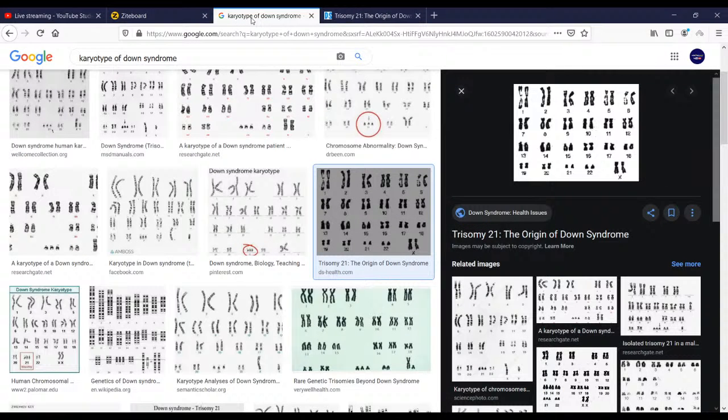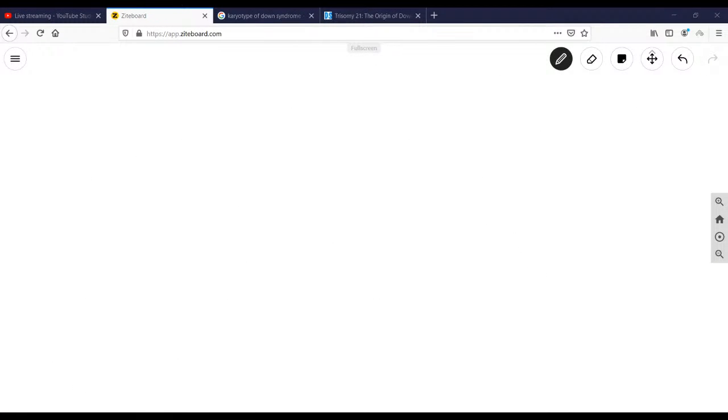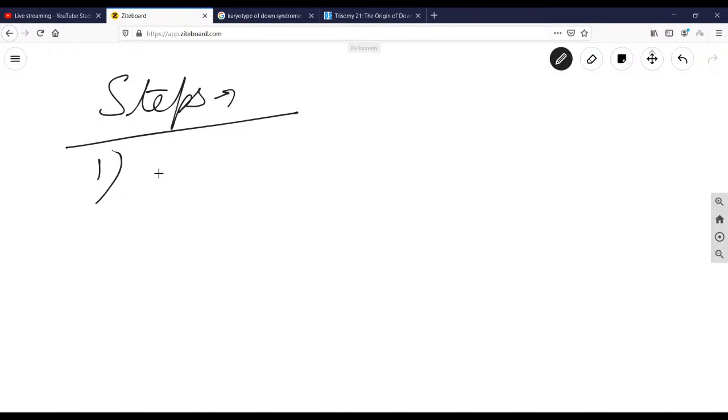Now what are the steps of a karyotype? If you have a look at the steps involving karyotyping, first of all you will do what? You will collect the sample. Sample collection.